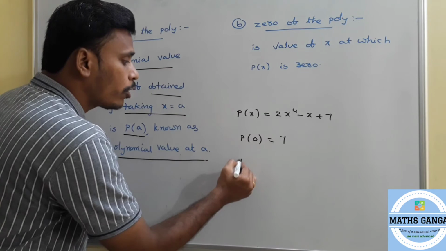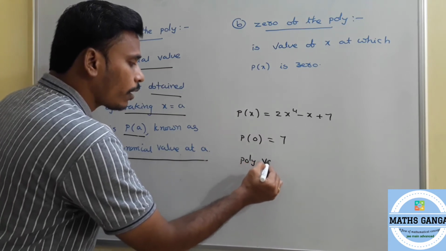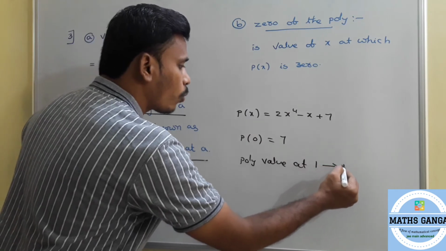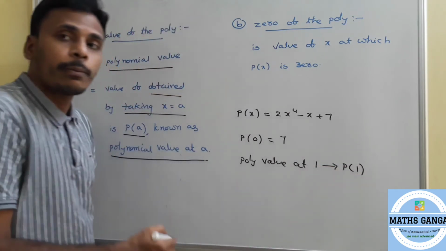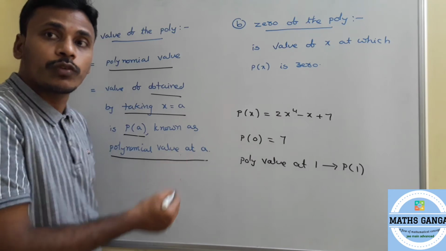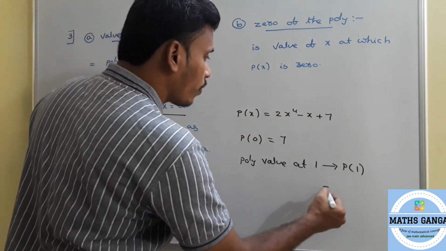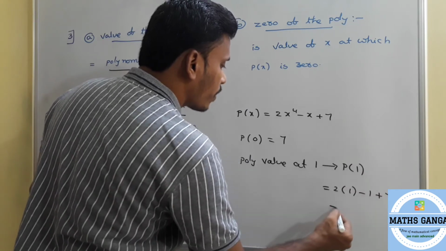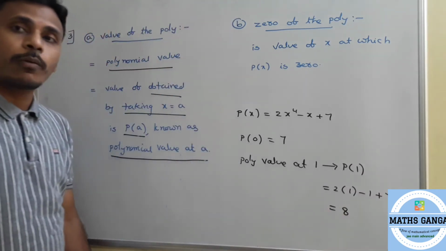For suppose you need the polynomial value at 1. So the polynomial value at 1 is simply nothing but p of 1. P of 1 is just replacing x with 1. So if you replace x with 1, what will happen? This is 2 into 1 power 4, which is 1, minus 1 plus 7, equal to 8. That is the polynomial value at 1.